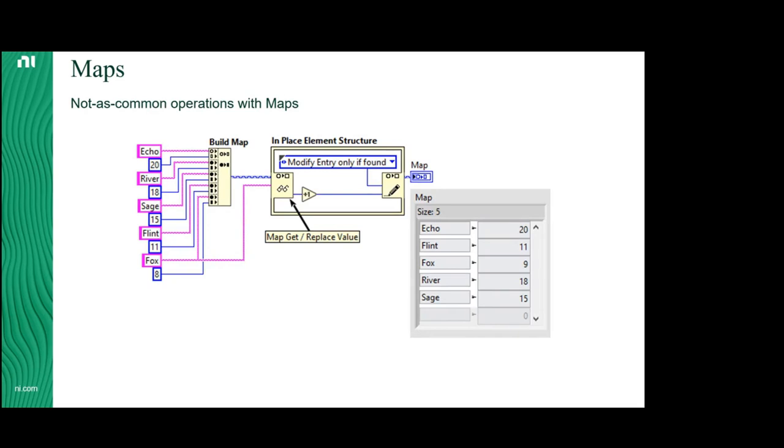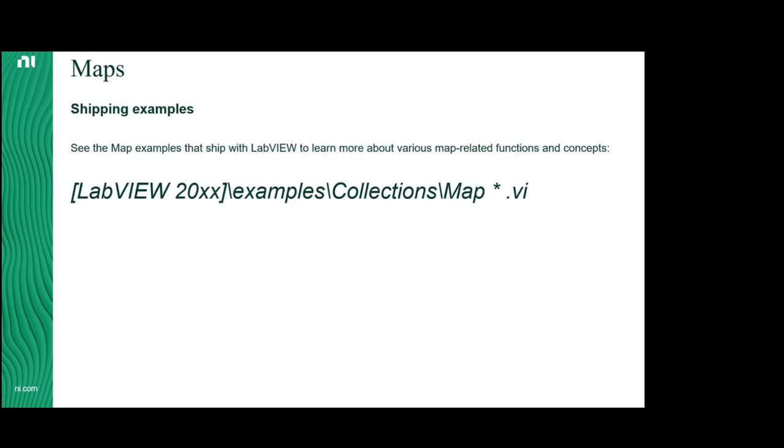A couple of things that aren't as common with maps is, again, building a map from scratch on a block diagram. I don't think I have ever done that, but it's certainly possible. And then if you need to go in and edit a certain element of the map, you can go in and basically look it up with the in-place element structure, modify its value, and then stick it back into the map. There are several examples that ship with LabVIEW pertaining to maps. You can grab them in the examples collections folder.